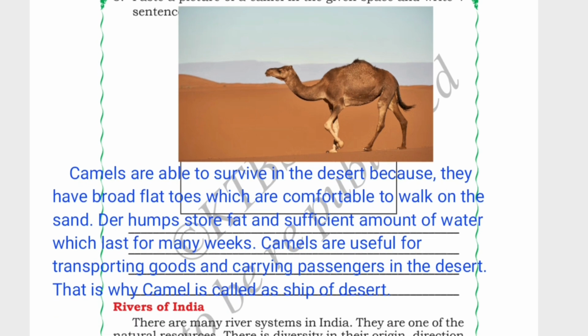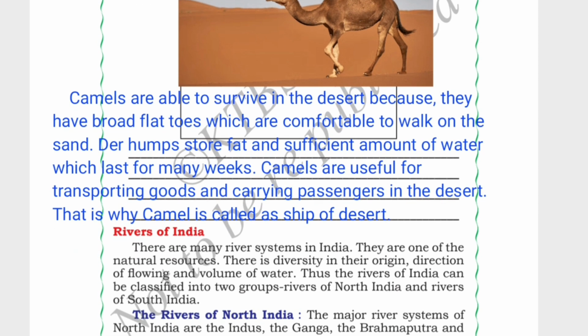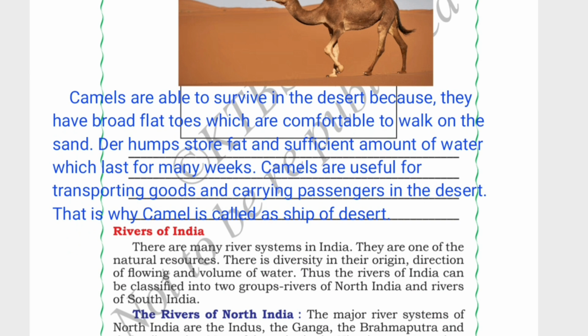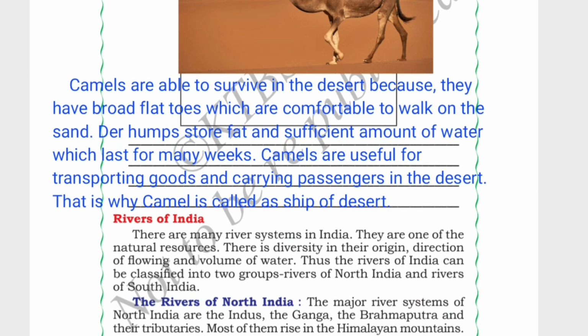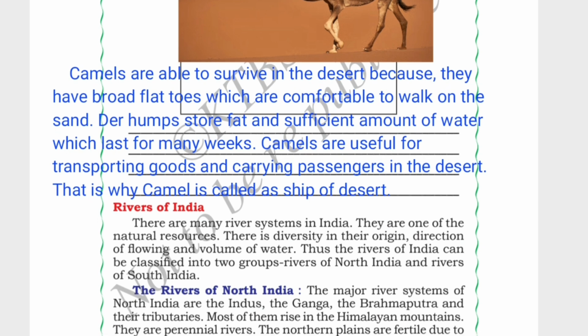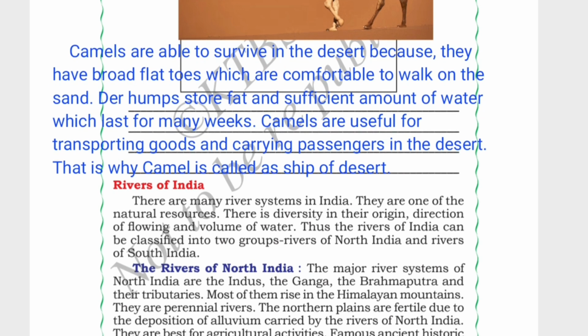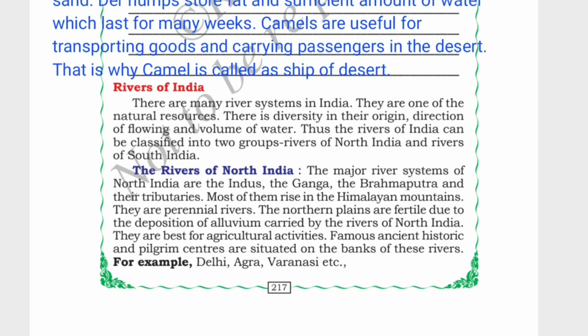Next one is paste a picture of a camel in the given space and write 4 sentences. Camels are able to survive in the deserts because they have broad flat toes which are comfortable to walk on the sand. Humps store fat and sufficient amount of water which lasts for many weeks. Camels are useful for transporting goods and carrying passengers in the desert. That is why camel is called the ship of desert.